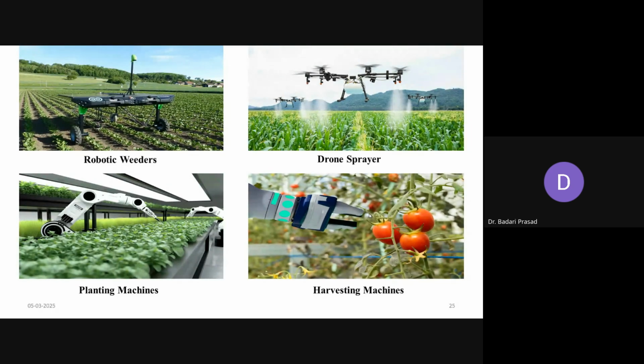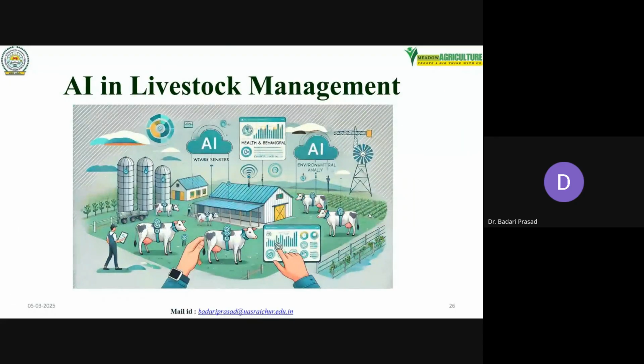So harvesting machines. Such wonderful machines we are having now. They can segregate between the ripened and non-ripened fruits and can pluck only the ripened fruits based on the spectral images they are analyzing, and it can harvest over a large area within no time. So that is the advantage.